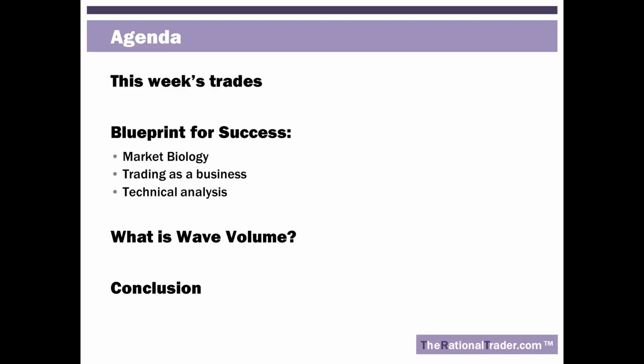Then we're going to talk about these aspects of trading as a business that you need to have in place. So market biology, what makes trading as a business somewhat unique, and then technical analysis. And then we're going to look specifically at the trades I showed you at the beginning: what was I seeing technically? What was the technical reason for taking that trade? Then we'll wrap up from there.